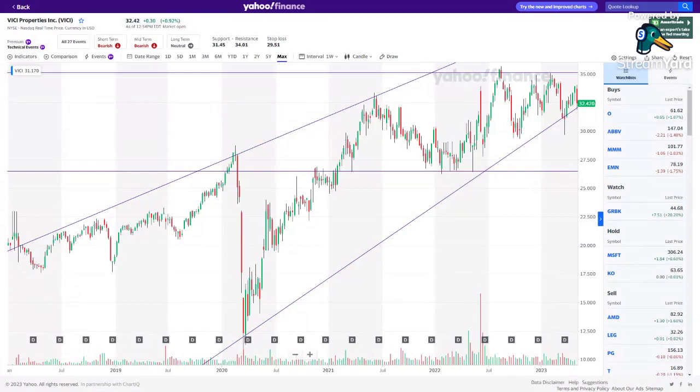This is Fair Value Finder and taking a look at VICI Properties Inc., ticker VICI. This is one that I'm excited about. It's another real estate investment trust. I don't currently own it, but I've heard a bit about it and what I've seen so far is kind of exciting. So without further ado, let's get into it.